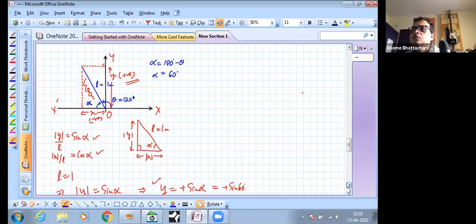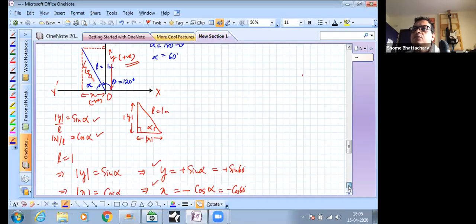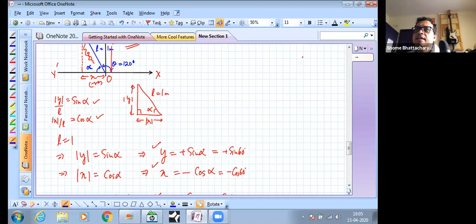Right, so from this we get the value of mod x and mod y. The sides of this triangle, mod x and mod y, are equal to nothing but sine alpha and cos alpha. Mod y is sine alpha and mod x is cos alpha, because remember the hypotenuse was unit length. Now from my earlier diagram, I also know that the sign of y is positive, whereas the sign of x is negative, because the rod is lying between the negative x-axis and the positive y-axis. So x becomes minus cos alpha, and y becomes plus sine alpha.